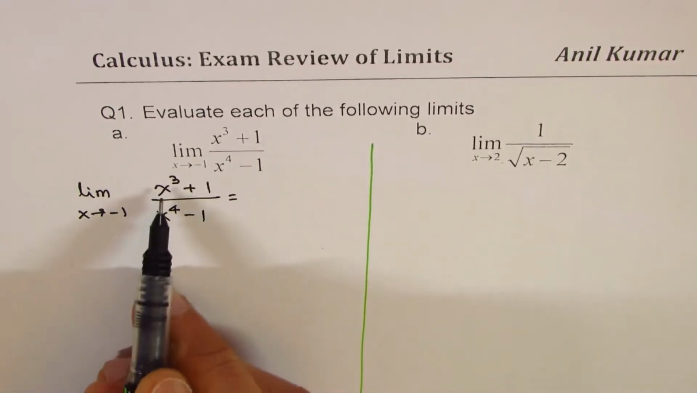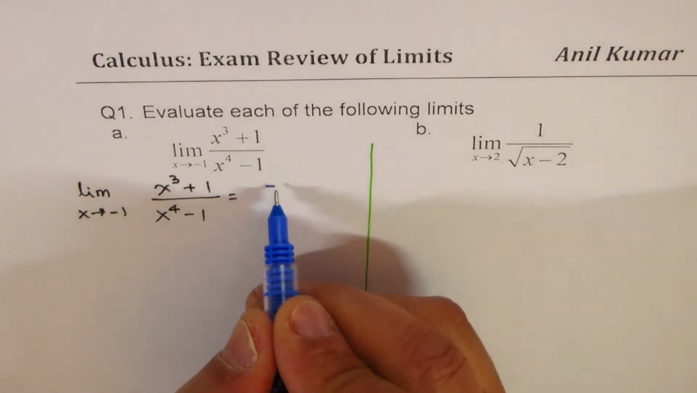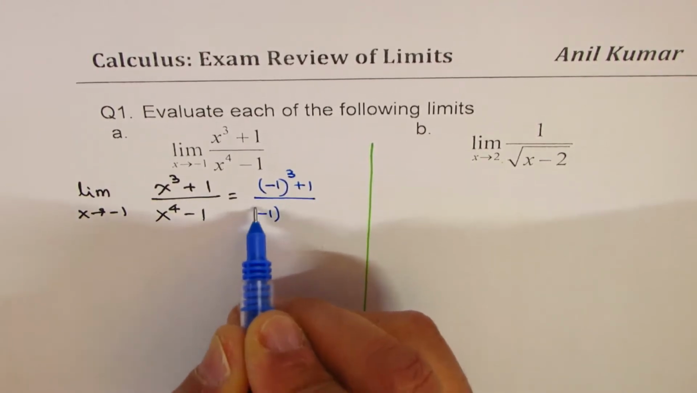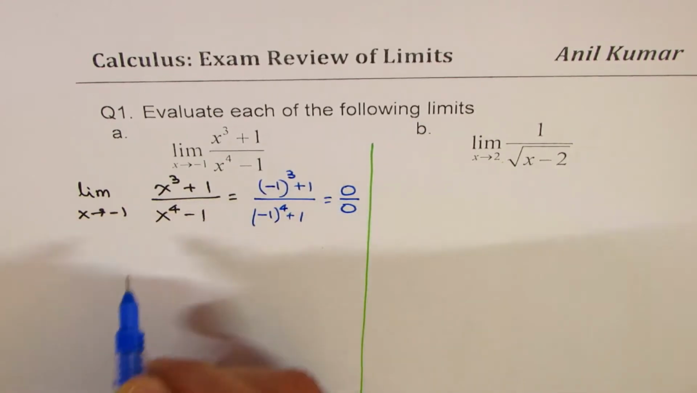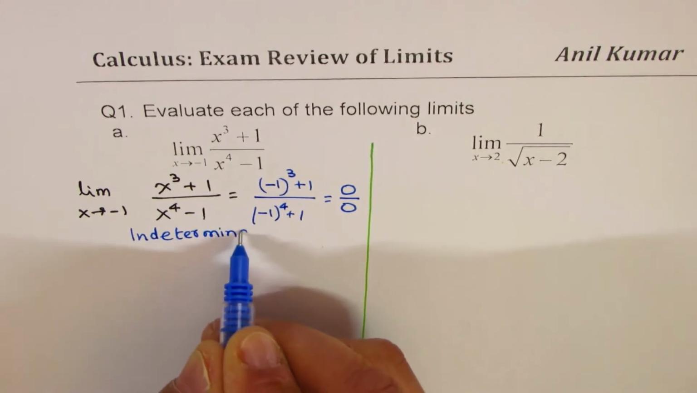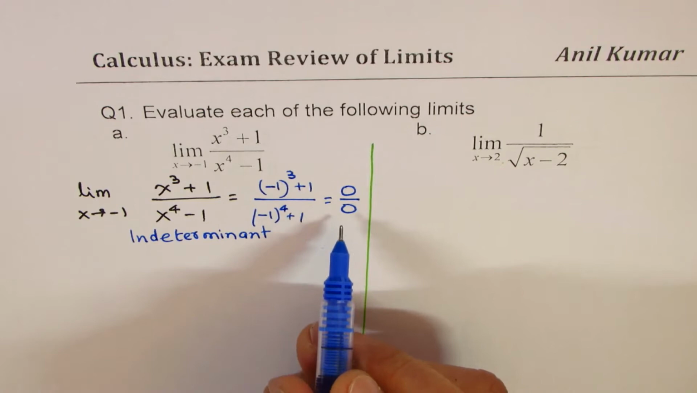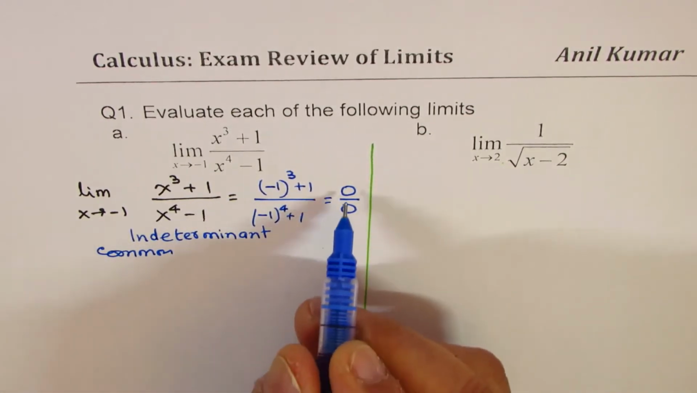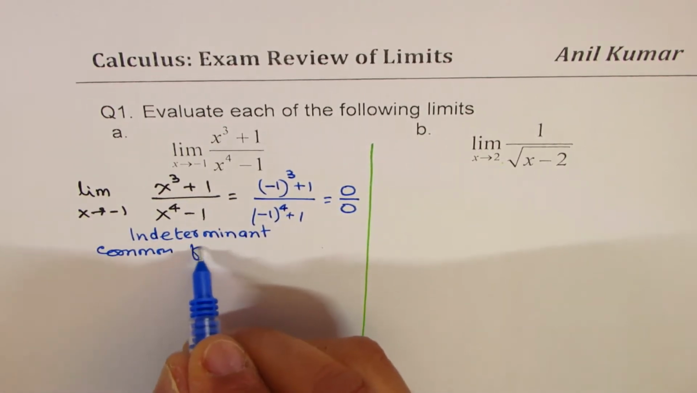Now, if I substitute -1 here, what do I get? Let's check. -1 cubed plus 1 over -1 to the power of 4 minus 1, I get 0 over 0. Now, this is indeterminate, right? Since it cannot be evaluated, that means there is a common factor that made this 0 in both numerator and denominator for -1. There is a common factor.